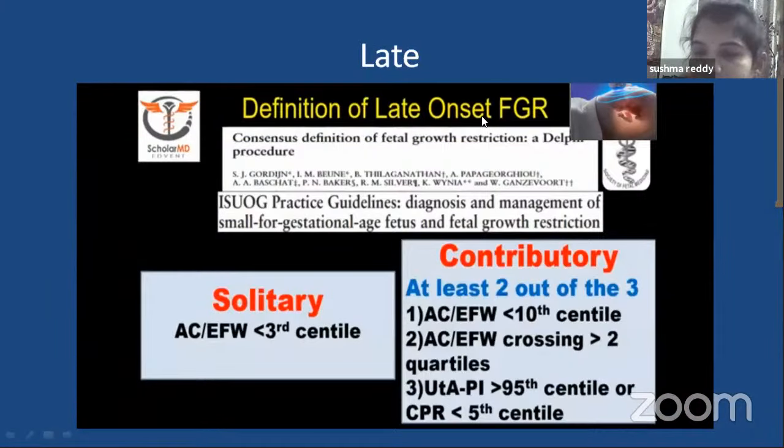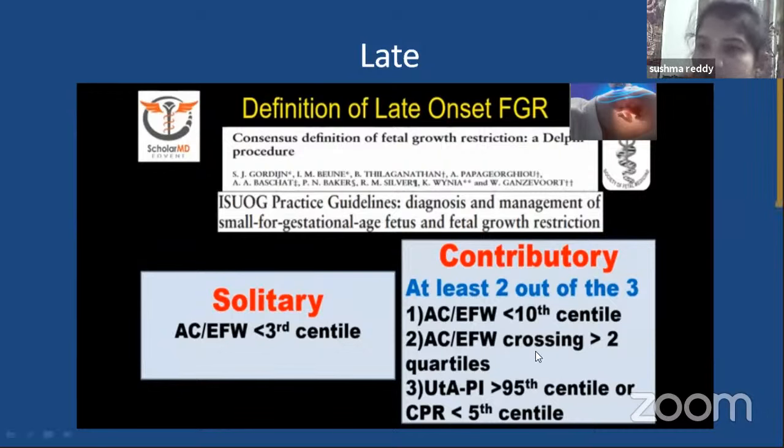So in the definition of late onset fetal growth restriction, apart from the Doppler changes, we also have this term called estimated fetal weight crossing more than 2 quartiles. What does it mean? One quartile is 25% and 2 quartiles is 50%. If the fetal weight falls by 50 percentile points, for example from the 80th to the 30th, or from 70 to 20, then it is considered significant and we have to consider it as fetal growth restriction.